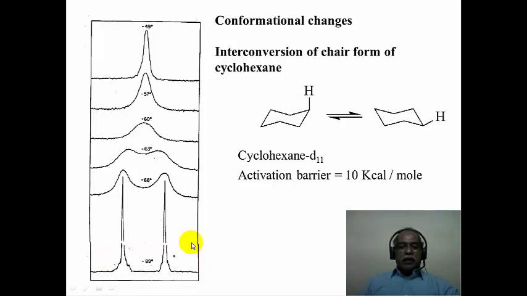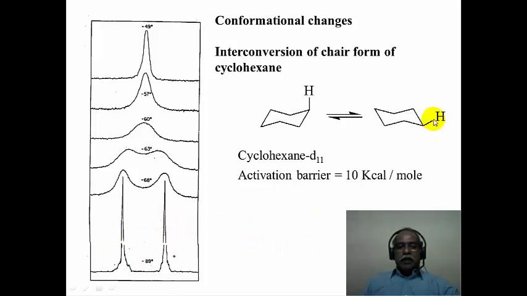Now let us go to the other extreme. When the sample is cooled to minus 89 degrees Celsius, for example, what happens is you see two signals, one corresponding to the equatorial state of the hydrogen, which is at the higher delta value. This is about 1.6 delta ppm in terms of the chemical shift value, and the other one, which is coming at a lower delta value, corresponds to the axial position hydrogen, which is about 1.2 delta ppm or so.